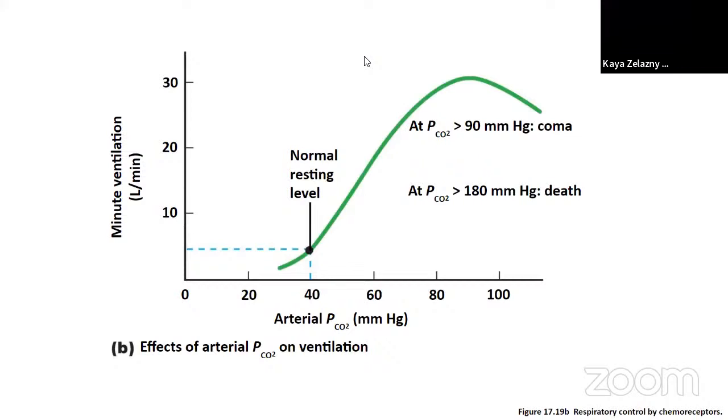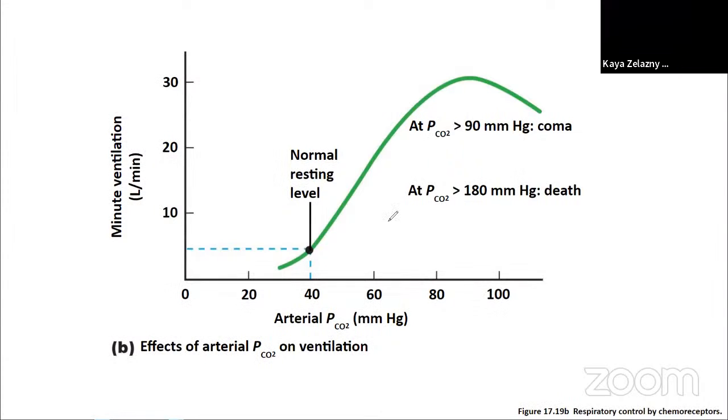Here we see the converse kind of curve for carbon dioxide. Our normal resting level of arterial carbon dioxide is 40. Okay, 46 in venous blood, 40 in arterial blood. So we're here at that same point for our minute ventilation, which is our tidal volume times our respiration rate.